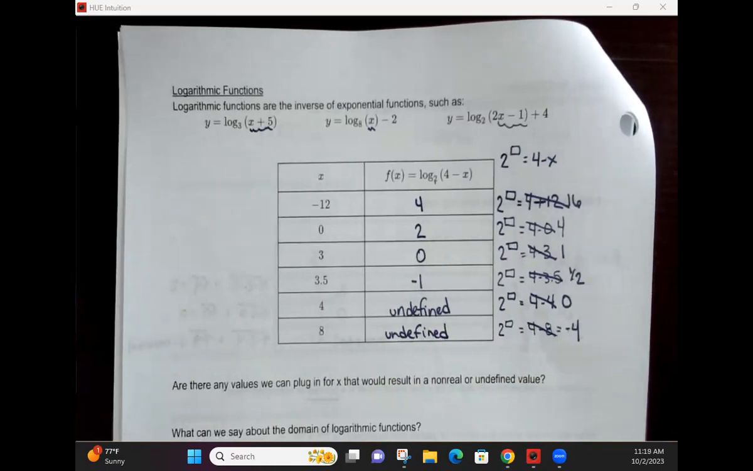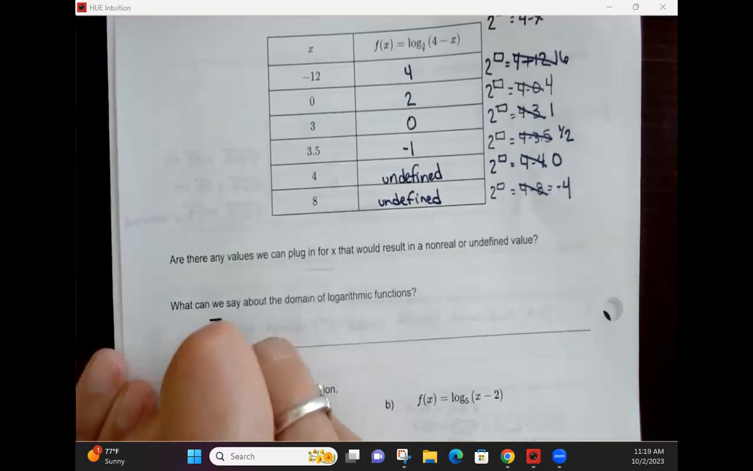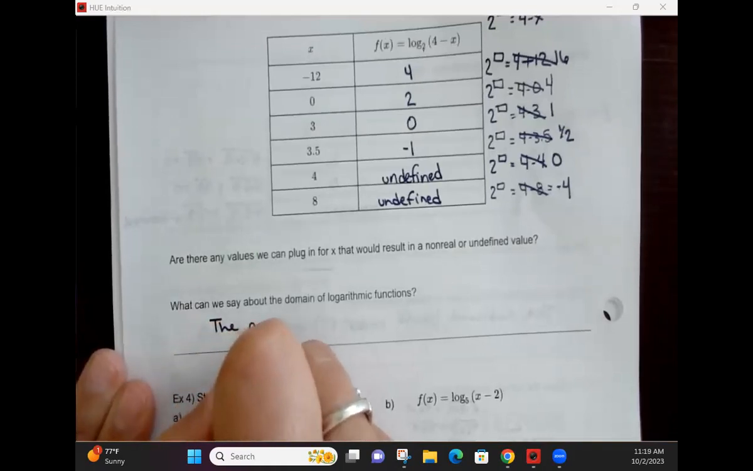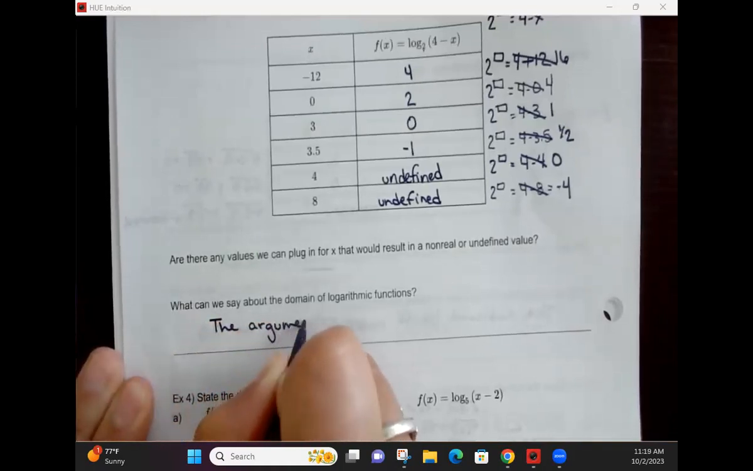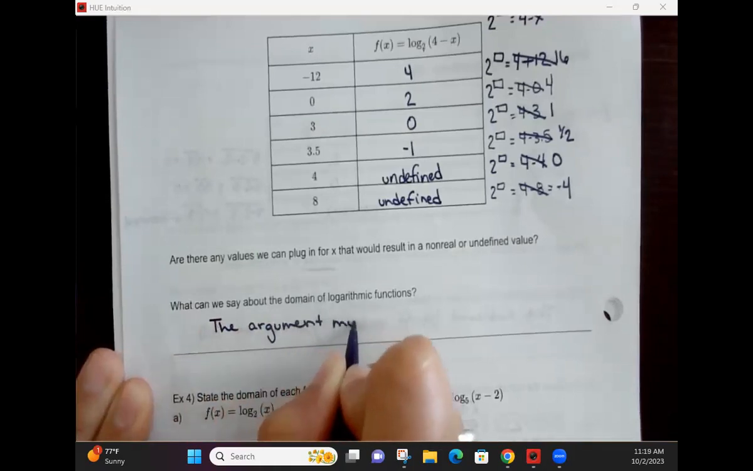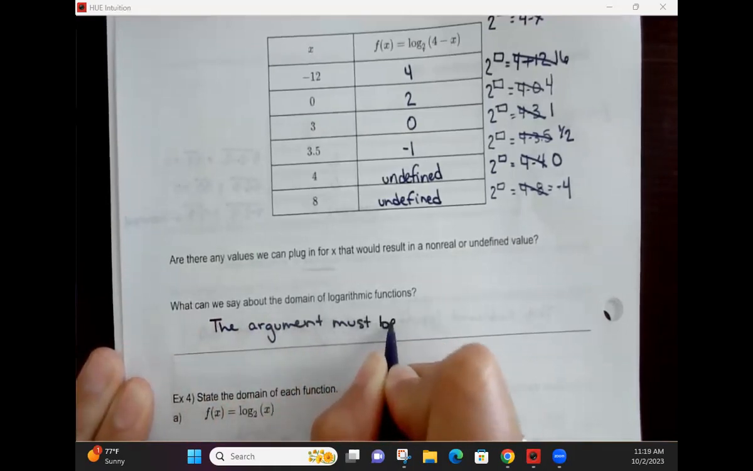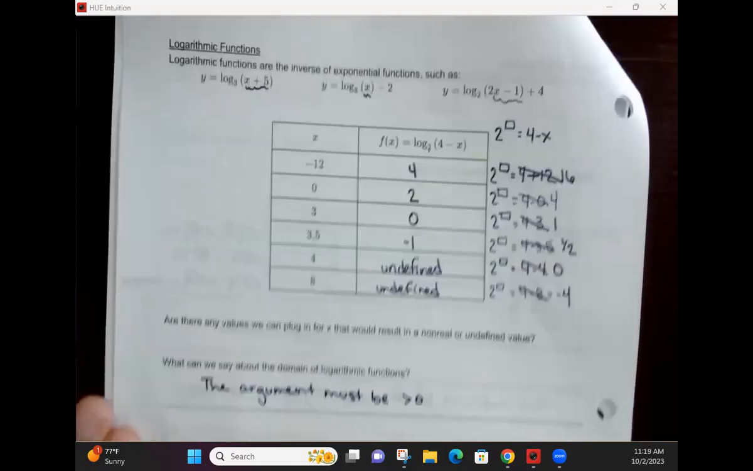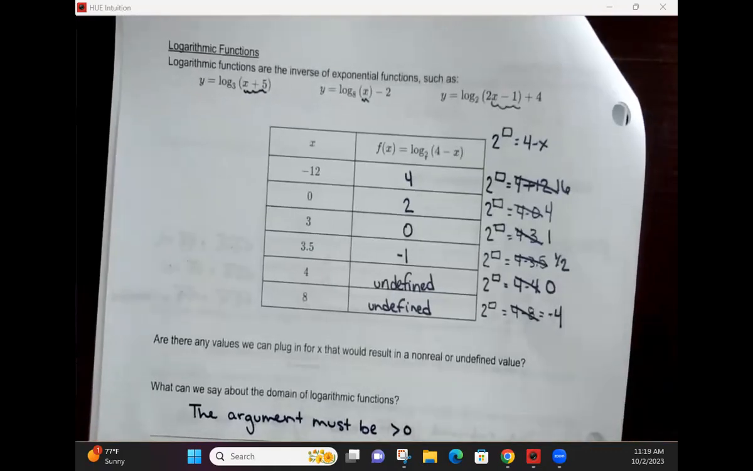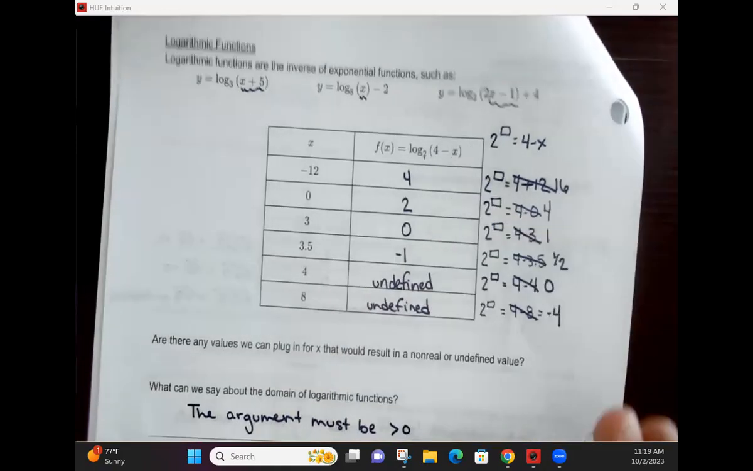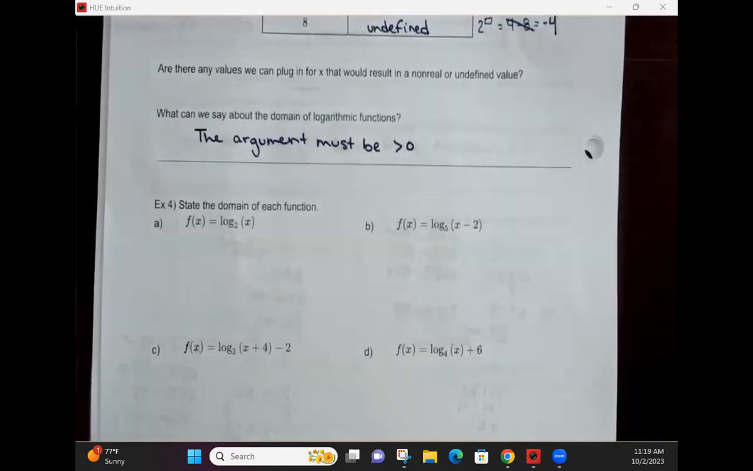Okay? So the argument must be greater than 0. Whatever I'm taking the log of must be greater than 0. So this part, greater than 0. Again, this is going to be case by case because I can have other stuff besides just x in the argument. We've got to look at case by case. What would that domain be?